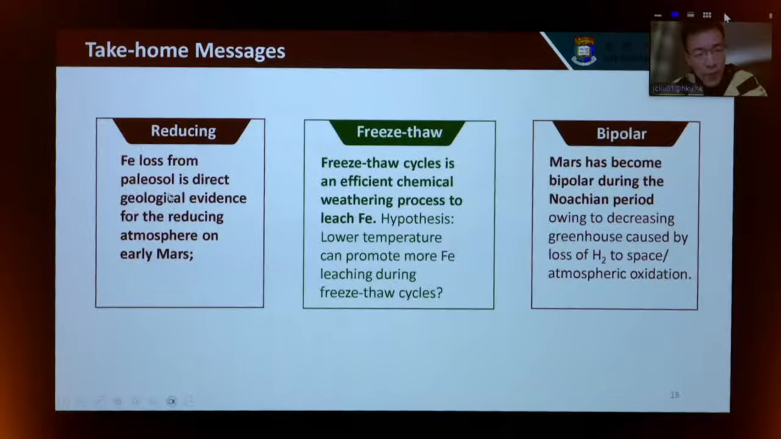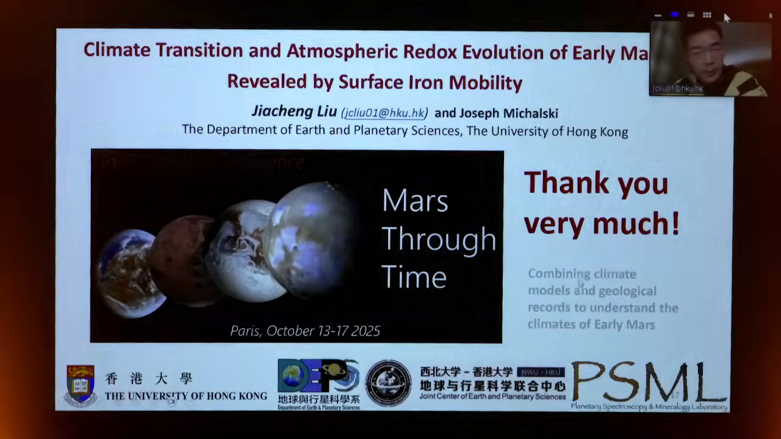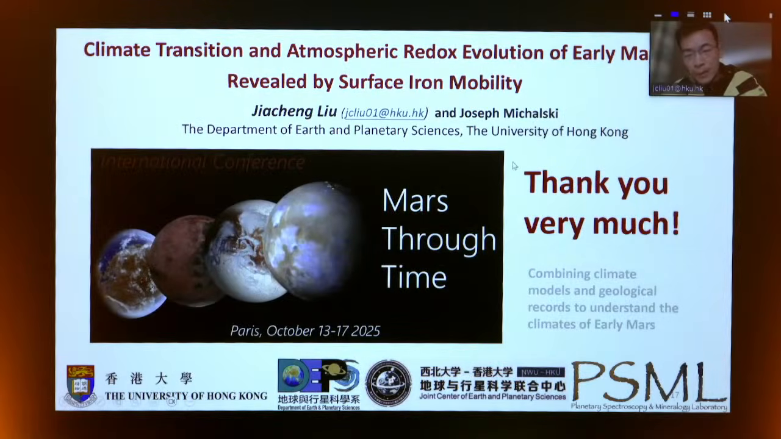So for some take-home messages: the iron loss from paleosols is direct geologic evidence for the reducing atmosphere on Mars, and freeze-thaw cycles are an efficient chemical weathering process to leach iron, and lower temperature can promote more iron leaching. And Mars became bipolar during the Noachian period, in its very early stage. The data are mainly from CRISM and GRS, and the work was funded by the Hong Kong UGC and NSFC. And that's all. Thank you very much.